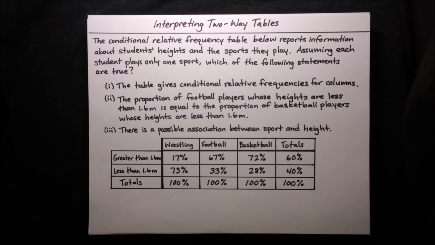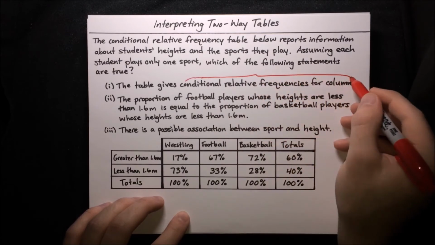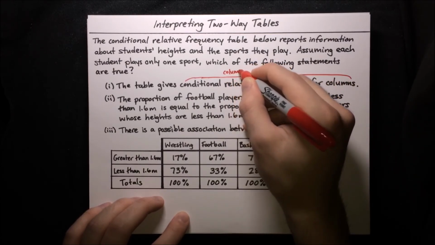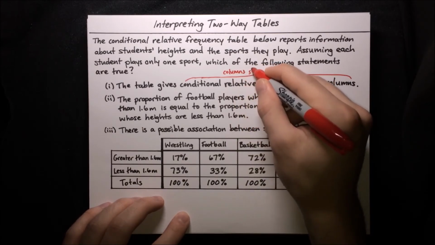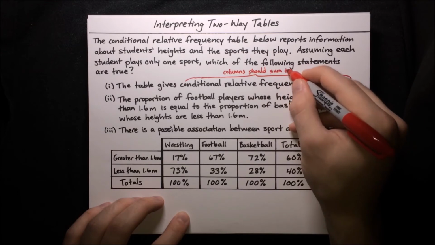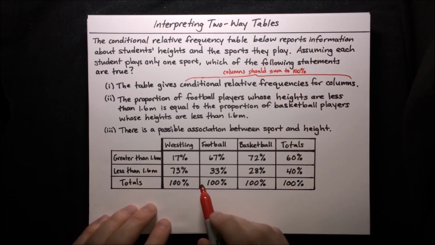So conditional relative frequencies for columns means that all table entries would be taken relative to the sum of the column. In other words, the column totals should be 100%. Let's write that down. Conditional relative frequencies for columns, that means the columns should sum to 100%. So let's look in our table and see if this is true.